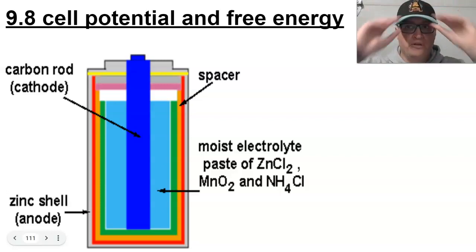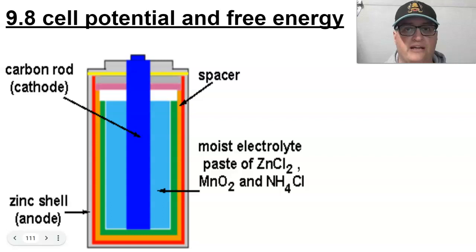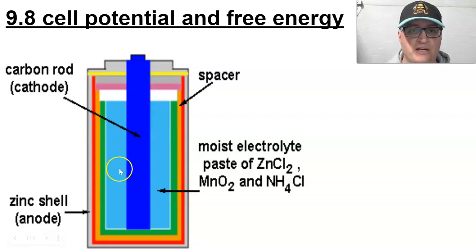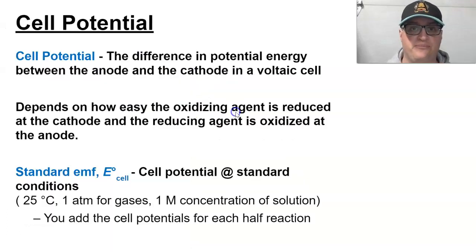Okay, we're looking at cell potential and free energy here. So we first need to go through what cell potential is, and then we need to see its connection to free energy. So remember, we have our normal cell. These are not going to be the electrolytic cells. These are going to be the voltaic cells.